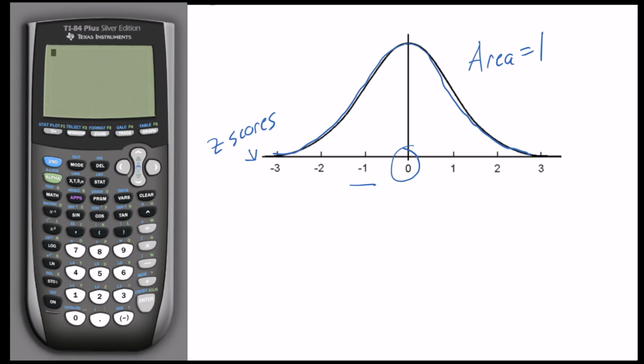The distribution that we're looking at here is called the standard normal distribution. And the standard normal distribution has a mean of 0 and a standard deviation of 1. So if you're working a problem and it doesn't give you a mean and a standard deviation, chances are you're working with the standard normal distribution and your mean is 0 and standard deviation is 1.